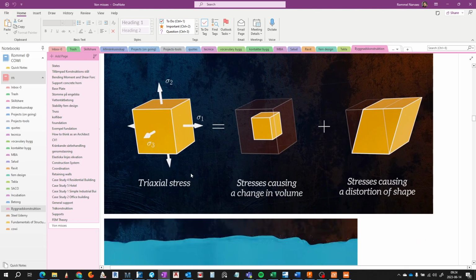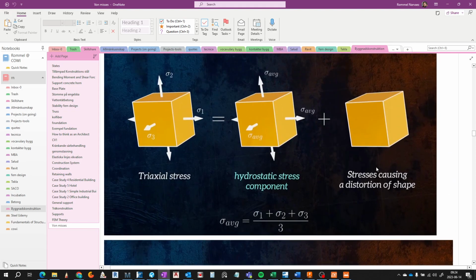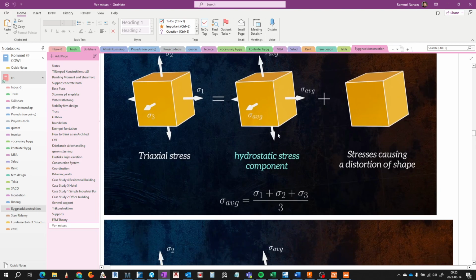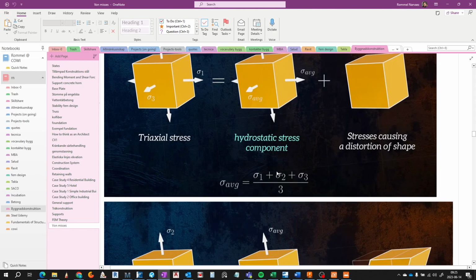The triaxial stress you can decompose into two others: the stress causing a change in volume, and the stress causing a distortion in shape. The stress causing a change in volume is called hydrostatic stress. But we are going to focus on the stresses causing a distortion of shape in ductile materials. What we can see here is that the hydrostatic stress is equal in all directions, and you can see that it is the average.